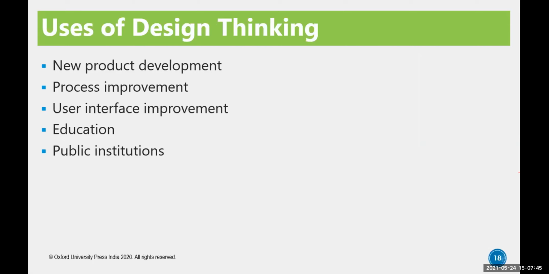So what are the uses of design thinking? Design thinking can be used in various places. One is to develop new products, which we just saw when we went to interview the older people and tried to solve their problems by designing new products. So let's say a new mobilizer, a new walker for them, right? It can also be used to improve processes. For example, buying a television is a process we want to improve.